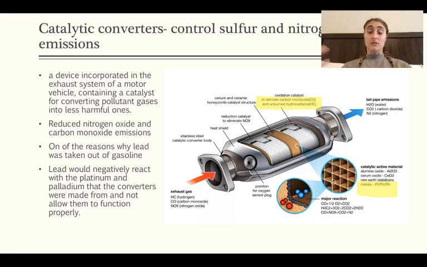So one reason they took lead out of gasoline was to help with our atmospheric conditions, but the second reason was that the lead was actually negatively reacting with the platinum and the palladium that these semi-precious metals are made up of in these catalytic converters, and it was basically causing them to function poorly. So that was kind of another reason why lead had to be taken out of gasoline. So it kind of worked out well in two ways.